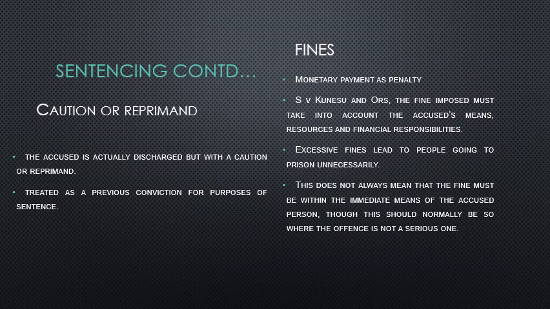The first one being, the court may choose to just caution or reprimand the accused, nothing else, but that caution or reprimand will count as a previous conviction, right? So you can just be cautioned. And then another sentence that may be given would be a fine, right?